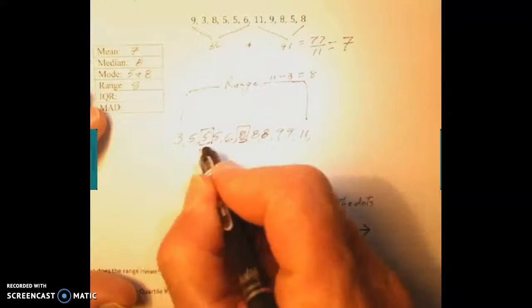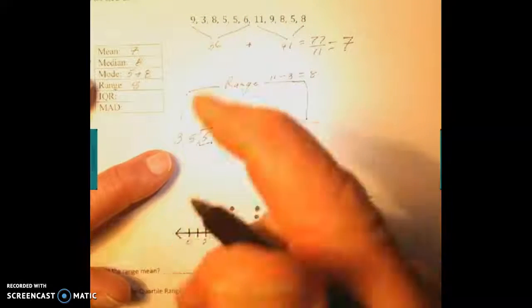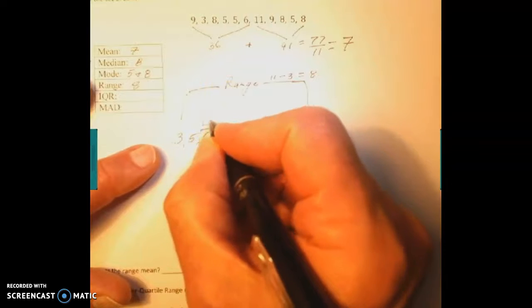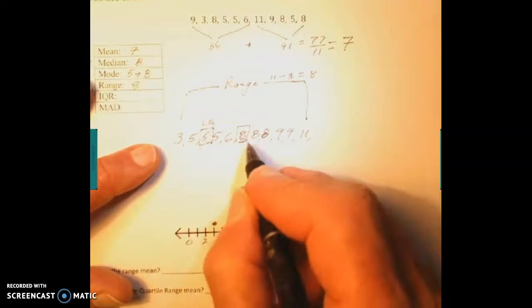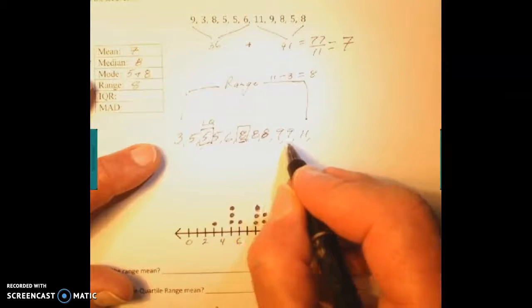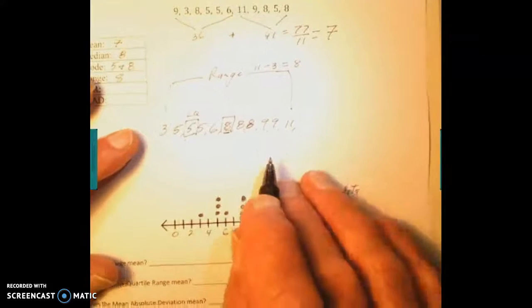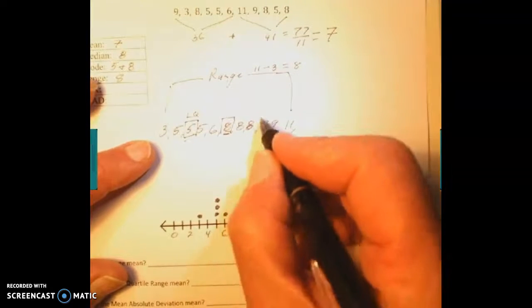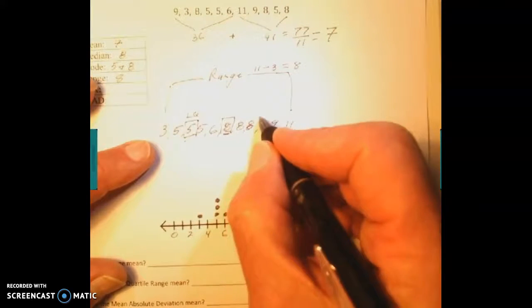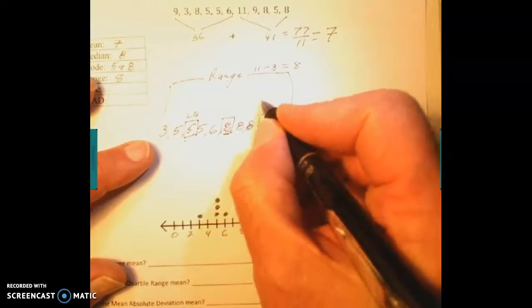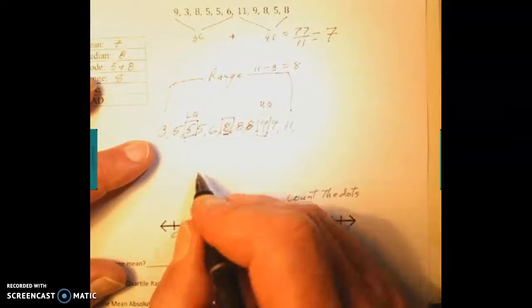I think I want to put that above. That is my lower quartile. And then my upper quartile would be the middle of the upper half of my data. Again, there are 5 numbers here. It is going to be 2 in from both directions. My 9 is going to be my upper quartile.